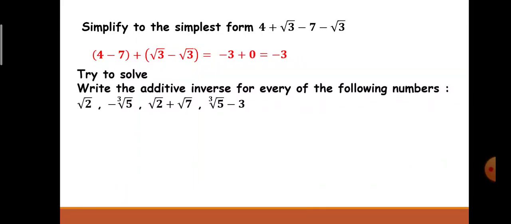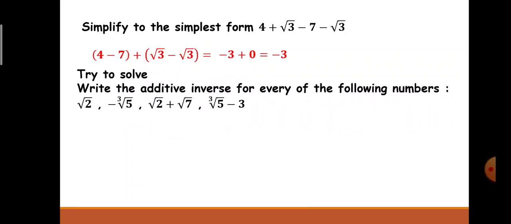Simplify to the simplest form: 4 plus square root of 3 minus 7 minus square root of 3. 4 minus 7 plus square root of 3 minus square root of 3 equals negative 3 plus 0, and the result will be negative 3. Try to solve that by yourself.